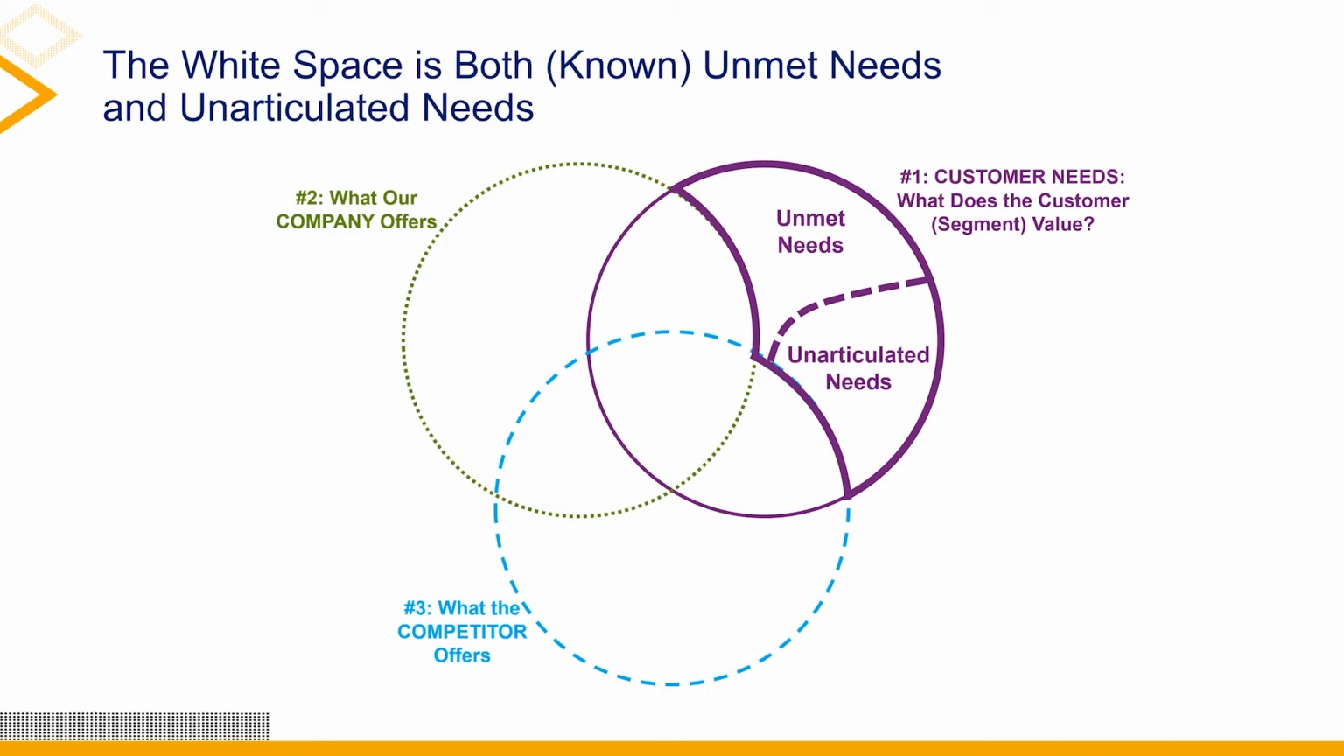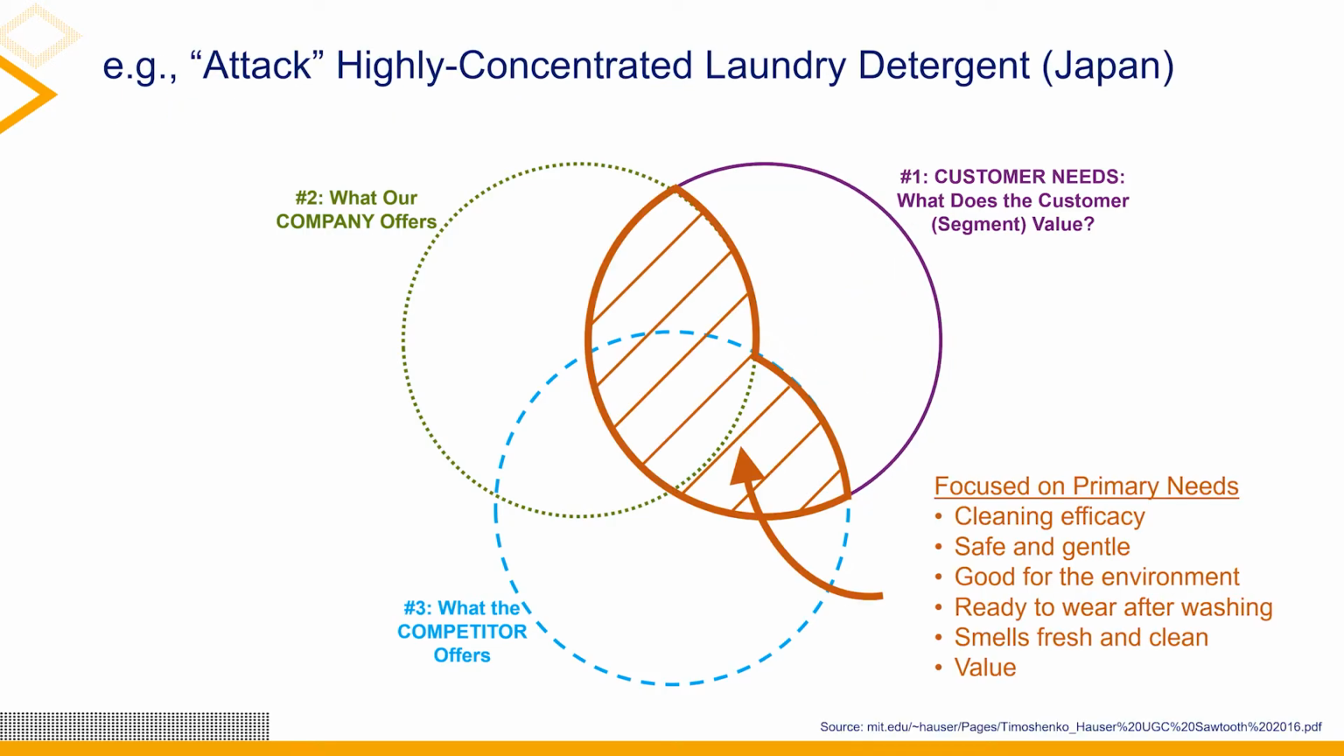Put differently, there is typically a bias towards thinking that you have a complete understanding of all the customer's needs and are taking actions to satisfy those needs. Consider the case of Attack, a laundry detergent introduced by the Kao Group in Japan in the 1980s. At the time, the customer needs for laundry detergent were well established: cleaning efficacy, safe and gentle, good for the environment, ready to wear after drying, easy to use, and smells fresh and clean. These are the primary needs.